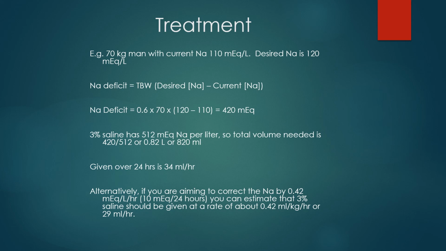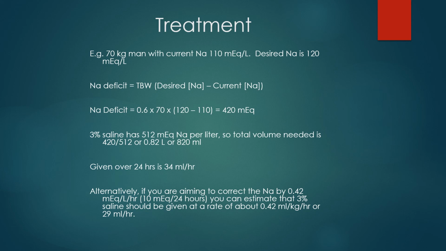Since 3% saline has 512 milliequivalents of sodium per liter, the total volume of saline that needs to be given is 420 divided by 512, or 0.82 liters. Over 24 hours, this works out to a rate of 34 mils per hour.